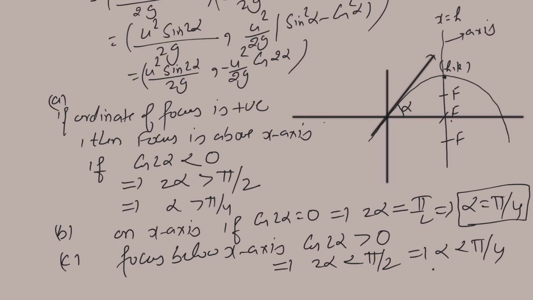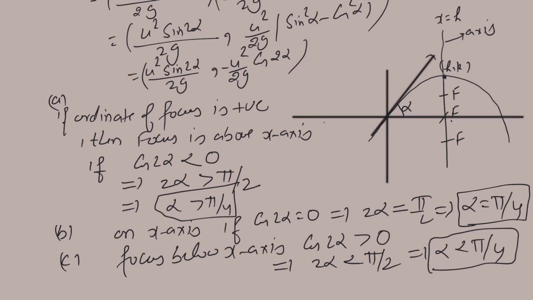So this all depends upon the angle of projection, with which angle we are projecting the particle. If the angle of projection is less than 45 degrees, the focus will be below the x-axis, and if it is exactly 45, the focus will be on the x-axis. If it is greater, the focus will be above the x-axis. So this is the position and location of the focus depending upon the angle of projection. We have discussed it in detail.